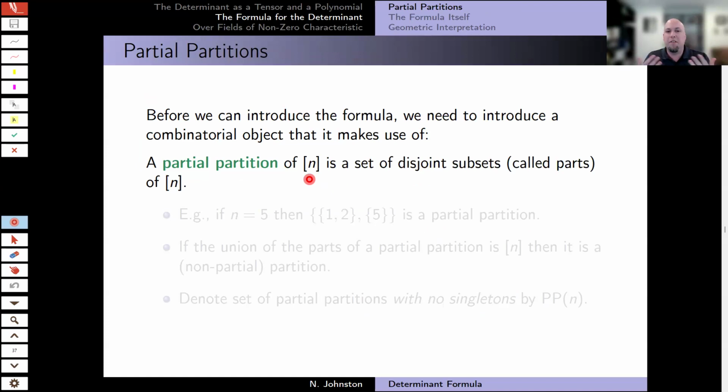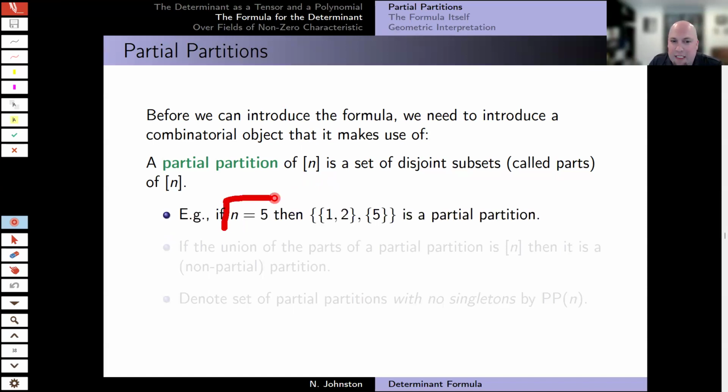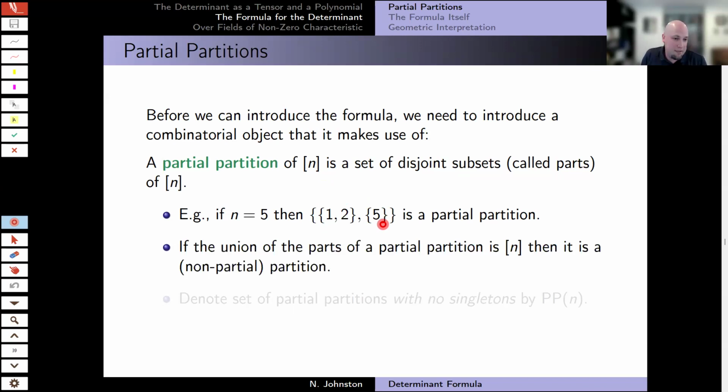These are similar to partitions, except we don't require that every single member of the big set be a member of one of the parts. For example, if n is 5, a partition of 5 would be something like {1, 2}, {3, 4}, and {5}. You're just grouping the numbers 1, 2, 3, 4, 5 into disjoint subsets. A partial partition is the same thing, except it's okay if you miss some numbers. For example, a partial partition of 1, 2, 3, 4, 5 would just be {1, 2} and {5}. 3 and 4 didn't make an appearance, but who cares? It's just a partial partition, so that's okay.